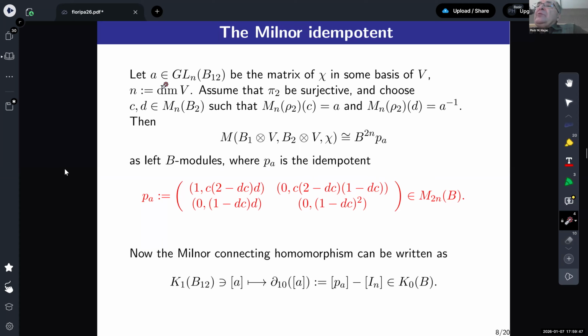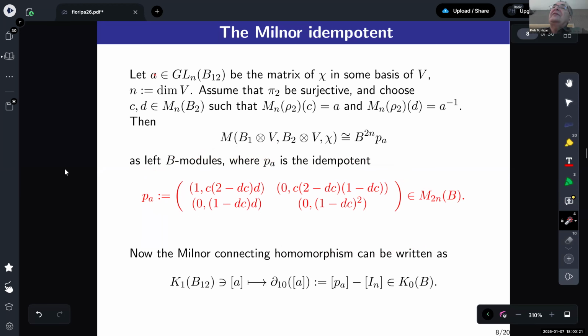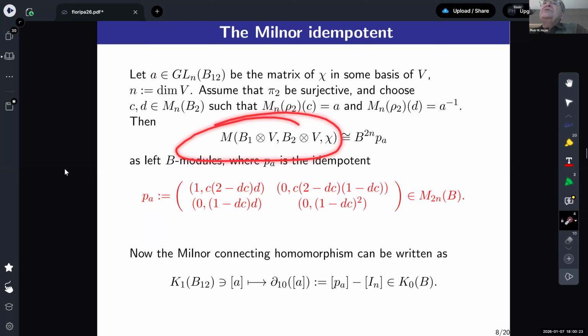And given this formula, you know that it's well defined in K-theory. If you choose a different basis and you have a different representative in K1, a different A, then you will get a different PA. But still, when you look at the classes, it will always be the same formula. So this is the famous Milnor connecting homomorphism, and that's what Ranicki and us computed to be an explicit formula for the idempotent that realizes the construction of this Milnor clutched module.